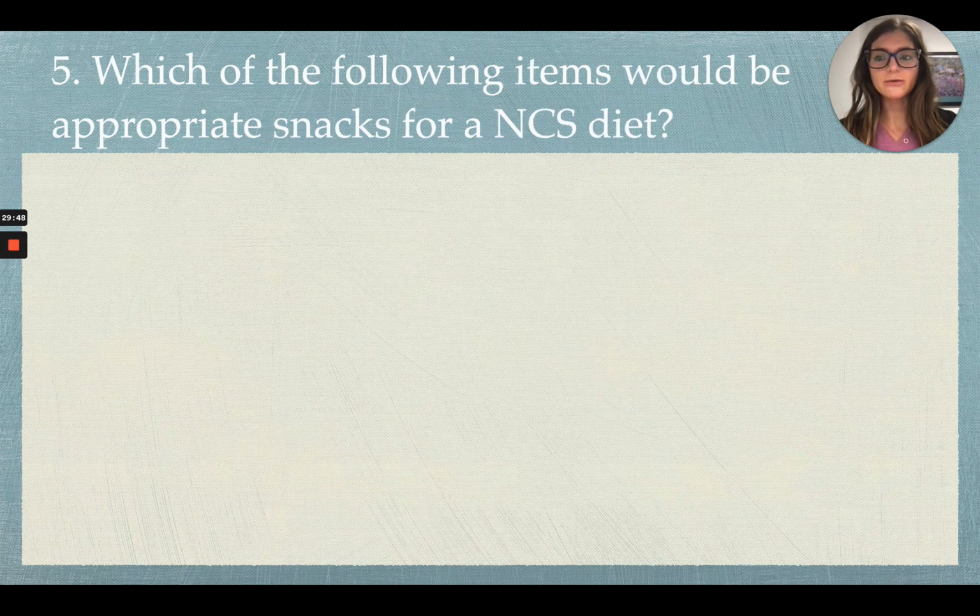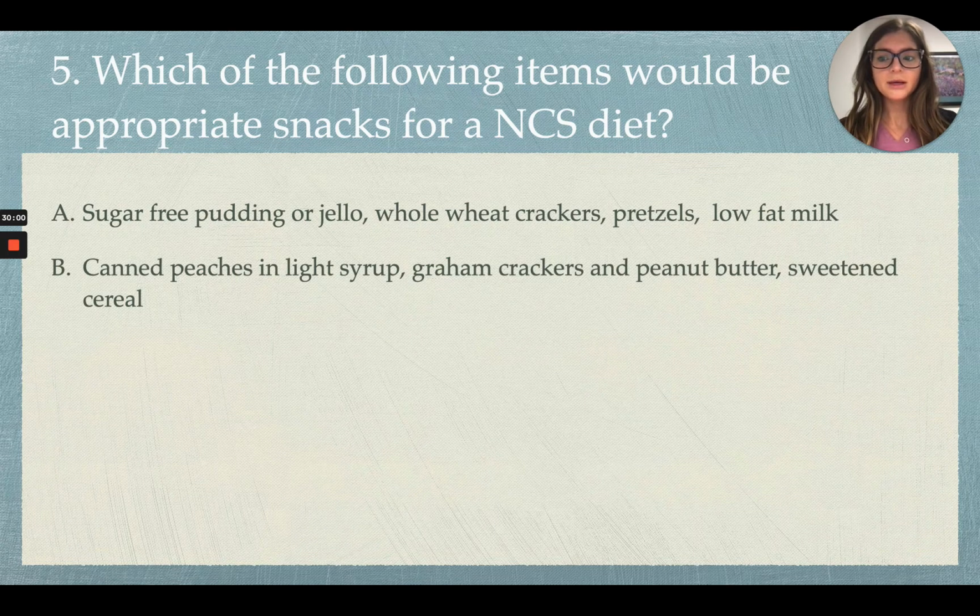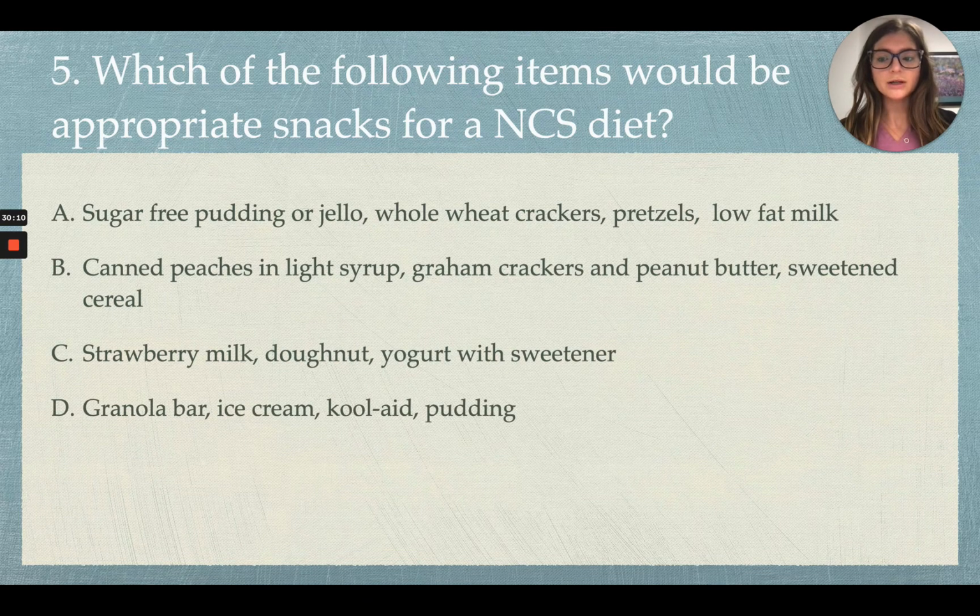Last question, number 5. Which of the following items would be appropriate snacks for a no concentrated sweets diet? A. Sugar-free pudding or jello, whole wheat crackers, pretzels, low-fat milk. B. Canned peaches in light syrup, graham crackers, peanut butter, sweetened cereal. C. Strawberry milk, donuts, yogurt with sweetener. Or D. Granola bar, ice cream, Kool-Aid pudding.